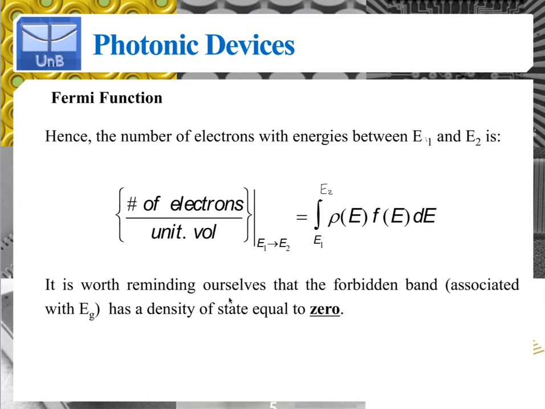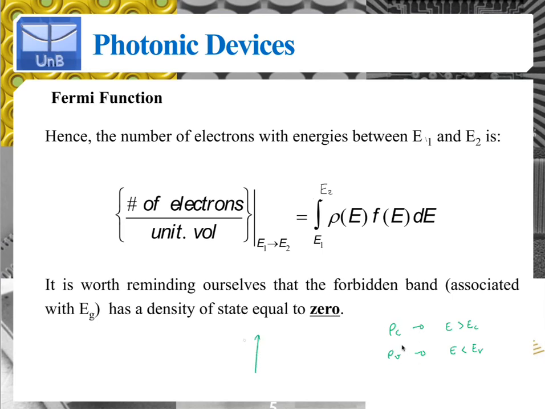It is also worth reminding ourselves that the forbidden band between the valence band and the conduction band has a density of states equal to 0. So the density of states for the conduction band was defined for energies above EC, and the density of states for the valence band was defined for E smaller than EV. That means that the range of energies between EV and EC has a density of states equal to 0, right?